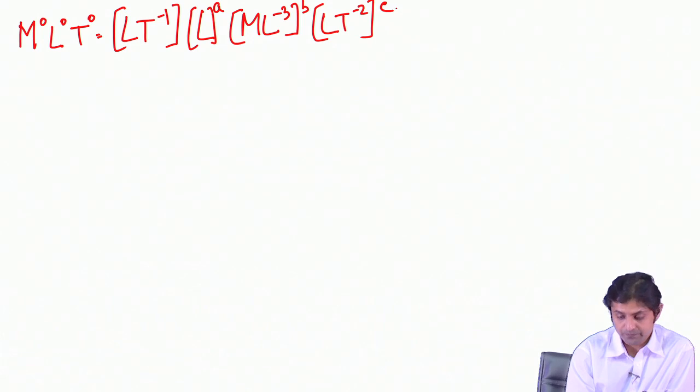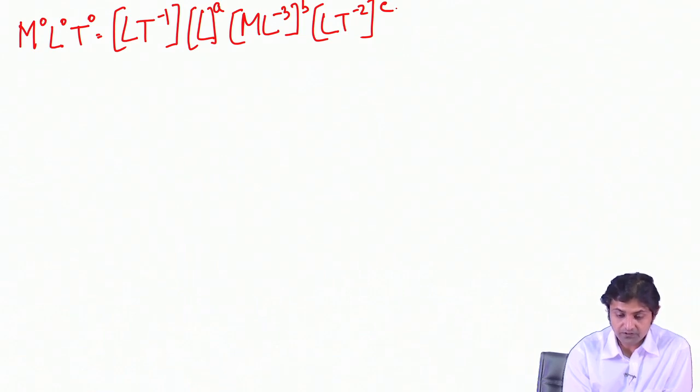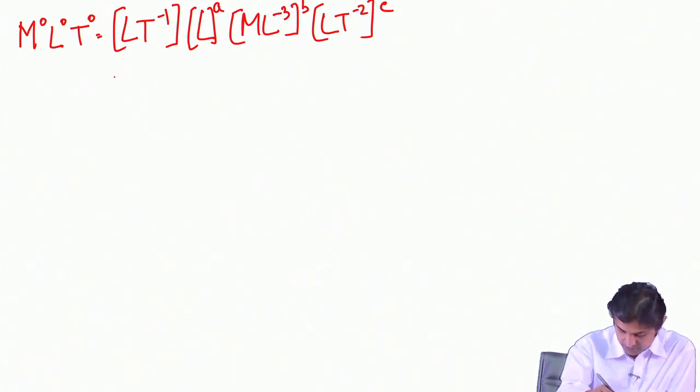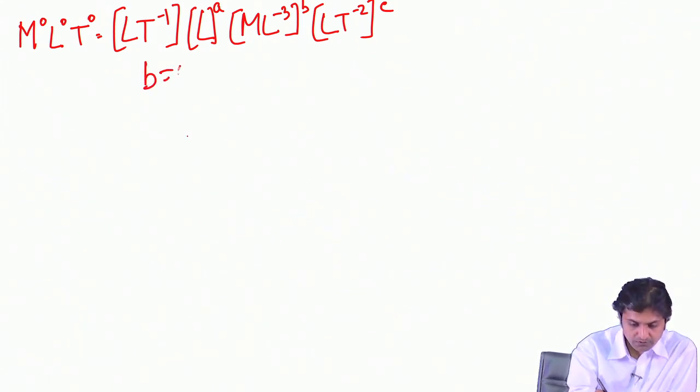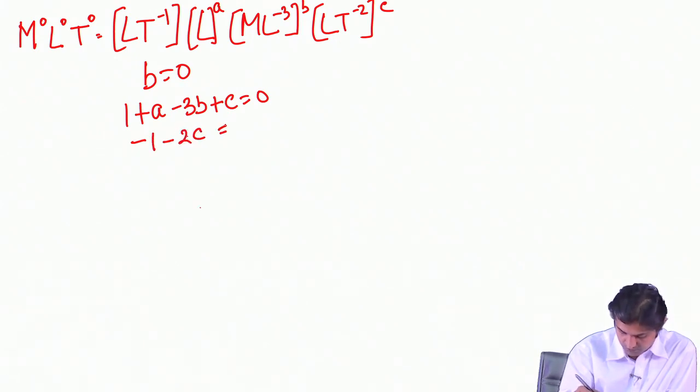All right. So, if we solve this, we see there is only one term for M. So, equating M, we get b is equal to 0. Secondly, we get 1 plus a minus 3b plus c is equal to 0. And thirdly, minus 1 minus 2c is equal to 0.